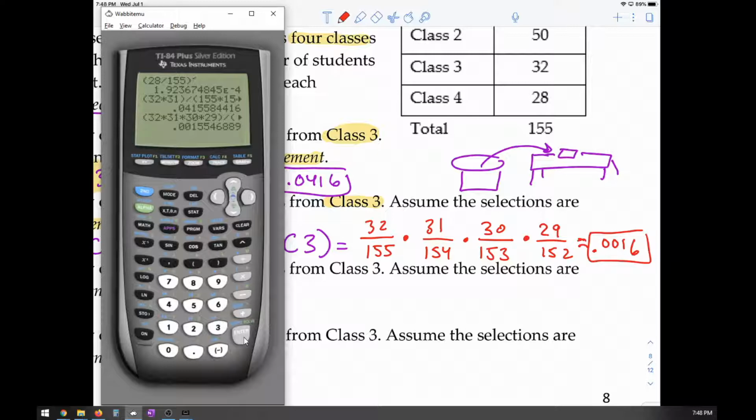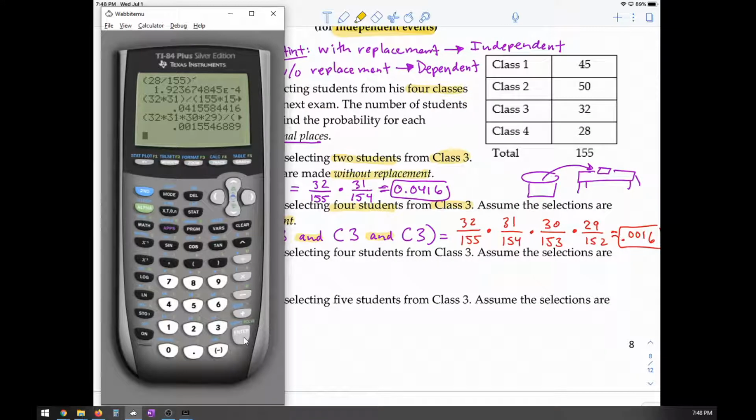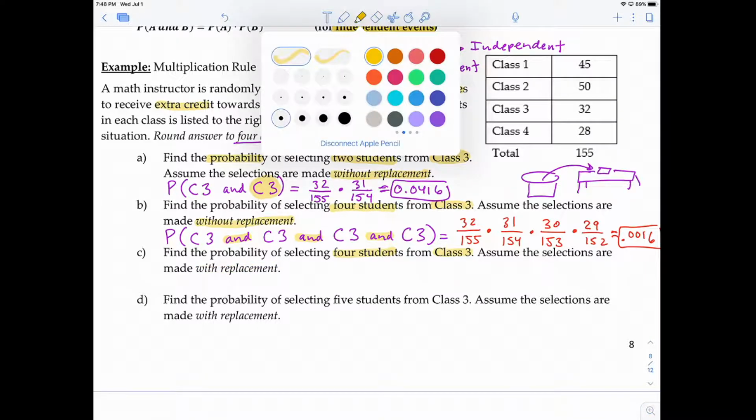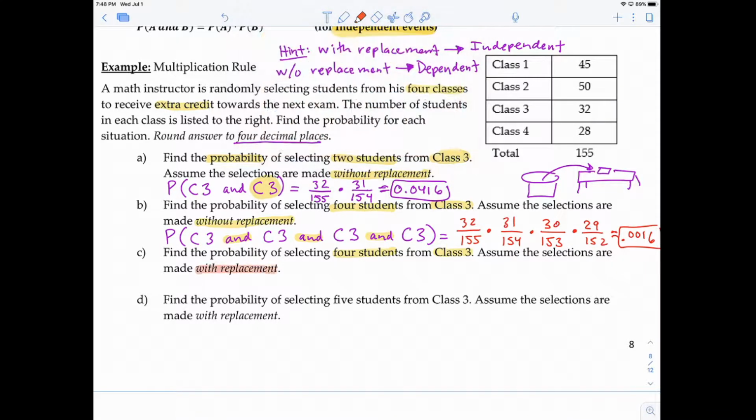Okay, and now let's take a look at C. So C, we have the probability of selecting 4 students from class 3. Assume that the selections are made with replacement. Now, this is a different scenario, because right now we're dealing with replacement. Now, how does that change things?